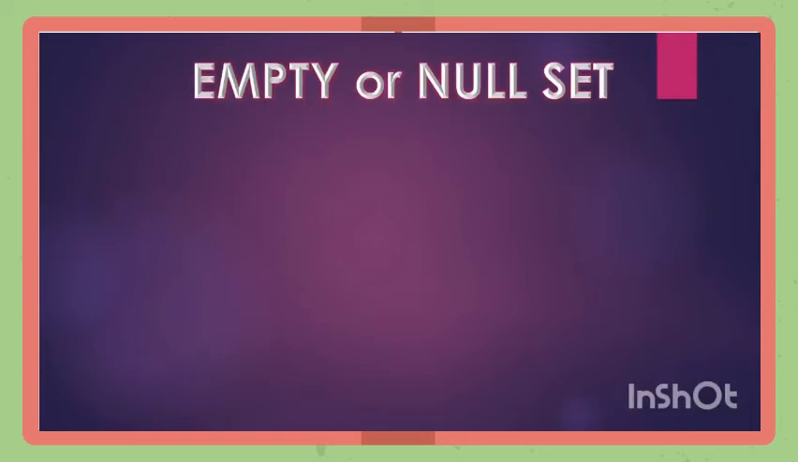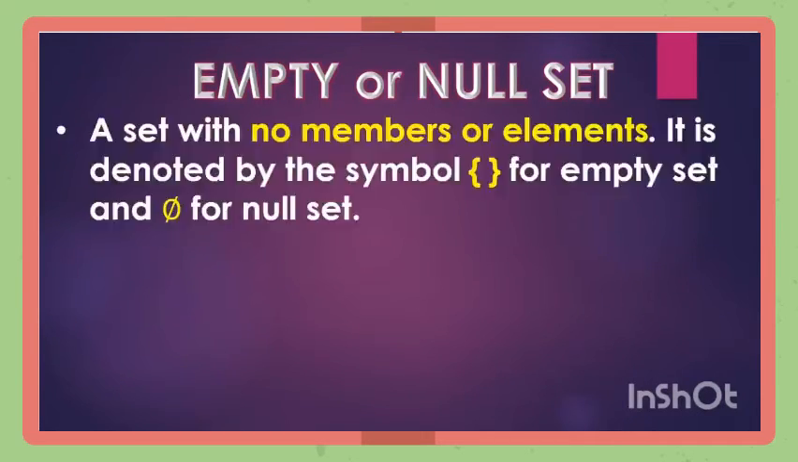Next, empty set or null set. A set with no members or elements. So, kapag ang set mo ay walang members or elements, wala siyang laman, ibig sabihin, that is an empty set or null set. So, meron tayong symbol na ginagamit dyan. For empty set, it looks like a bracket. For null set, it looks like an oval with a slash. So, again, we can make use of symbol for empty set and null set. What are the examples?